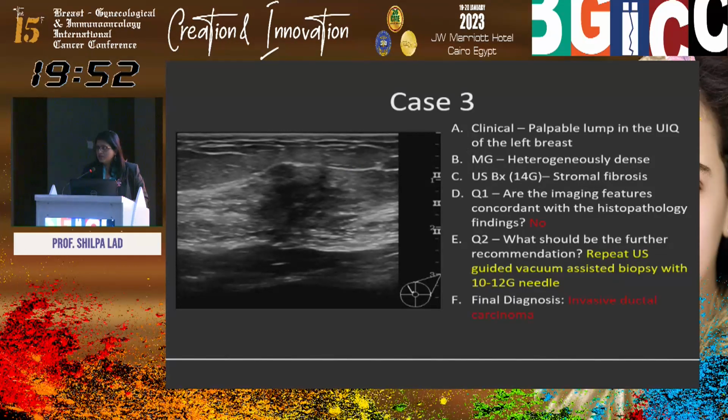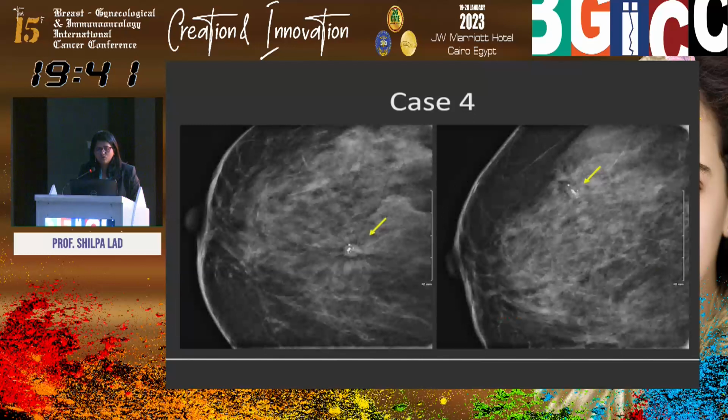Can this be concordant? No. What should we do? Repeat biopsy with a vacuum-assisted 10 or at least 12-gauge needle. Final diagnosis was invasive ductal carcinoma. Yet another case. I'll show you 5 cases so that you get a practice of how this process is done.